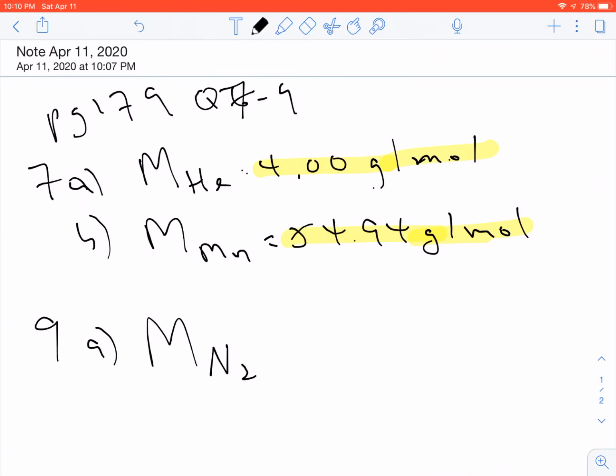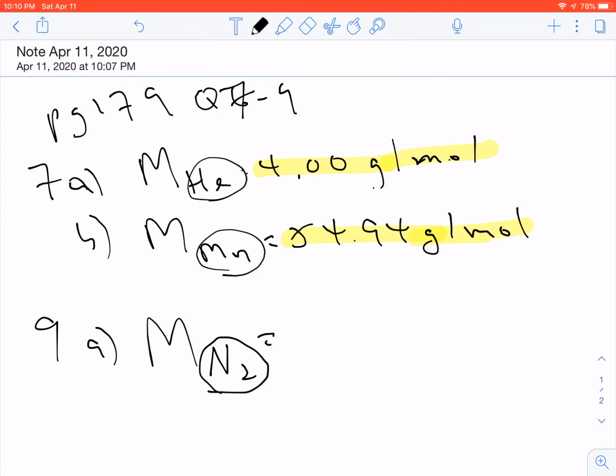Right? So remember, there's no single N atoms in the world. There is manganese in the world, there are helium atoms in the world, but nitrogen atoms don't exist in the world. They only exist as an element as N2. Right? O is O2, H is H2. Right? Helium is just He.